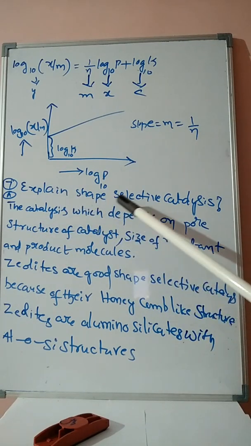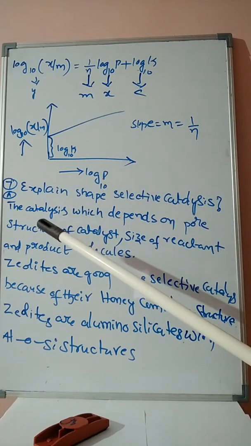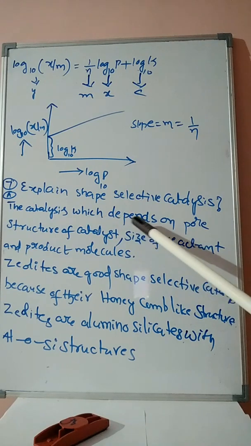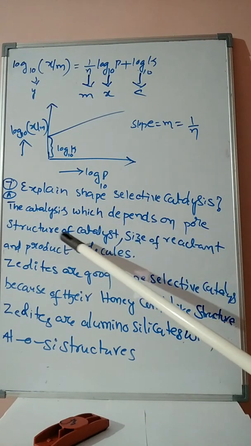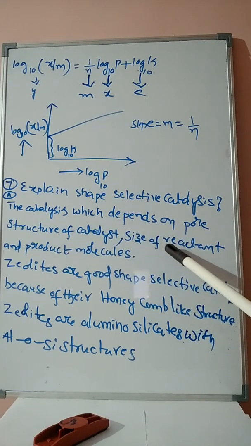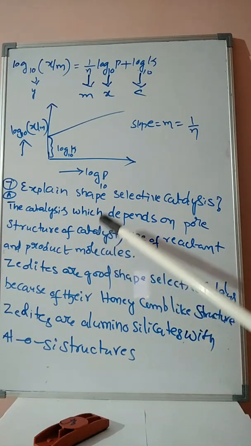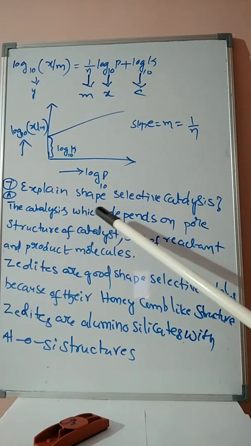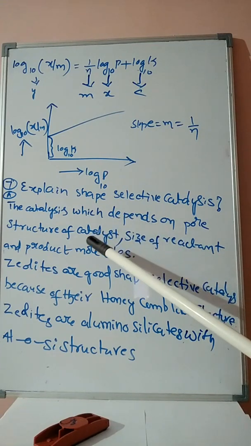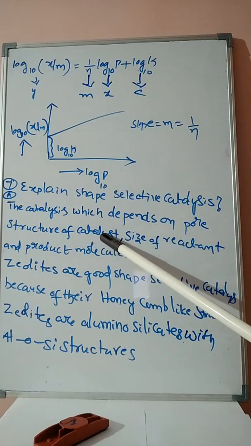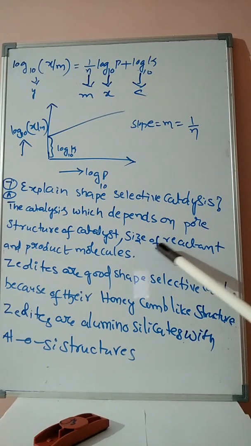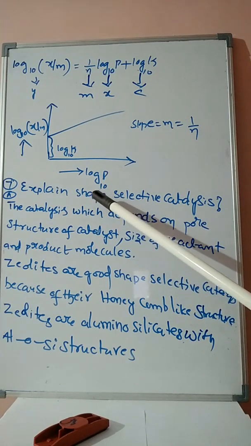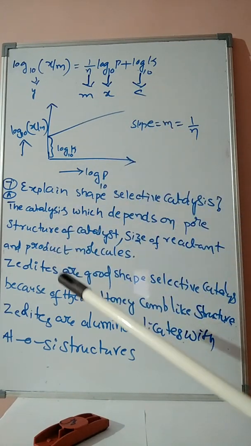Next, explain shape selective catalysis. The catalysis, which depends on pore structure of the catalyst, size of reactant and product molecule, are known as shape selective catalysis.